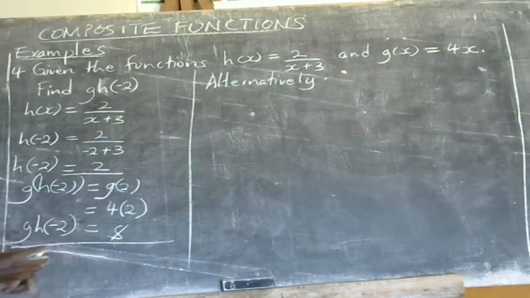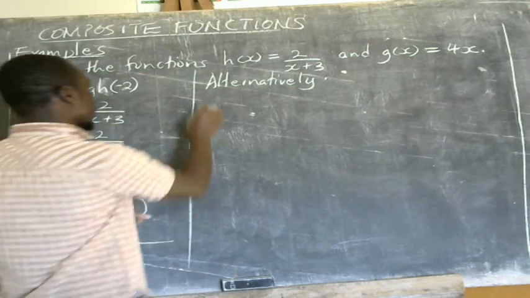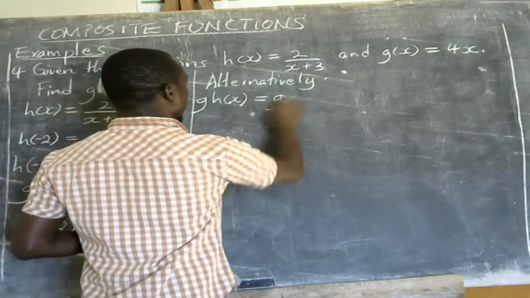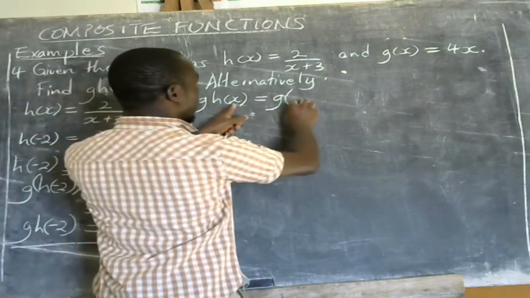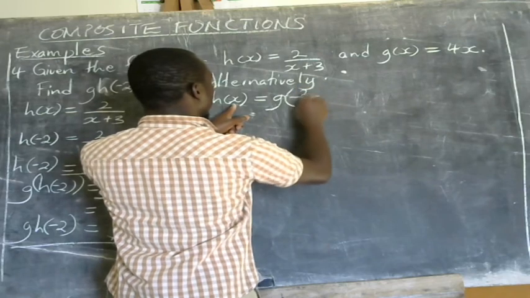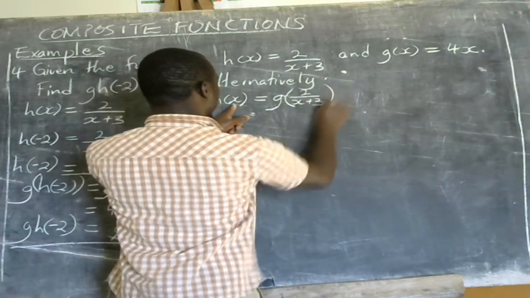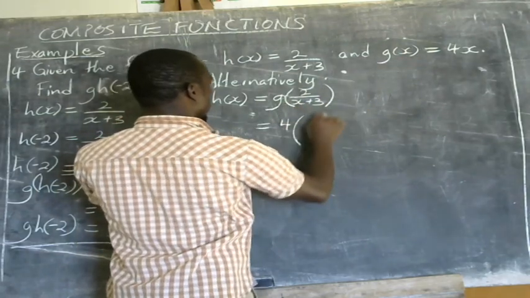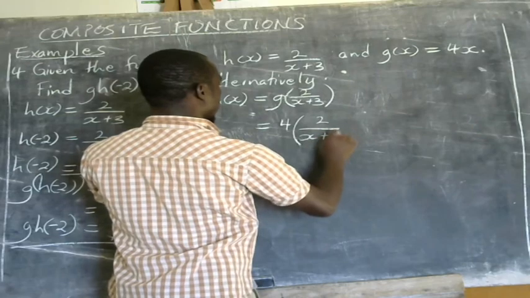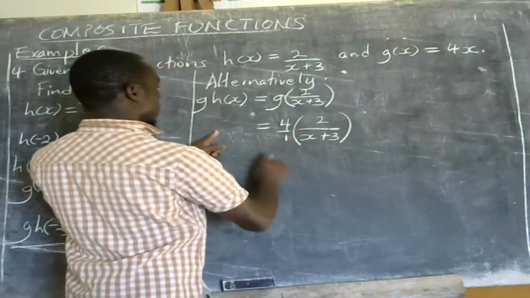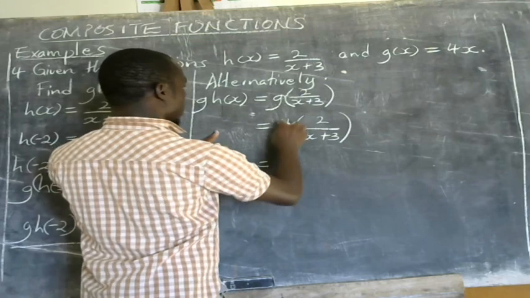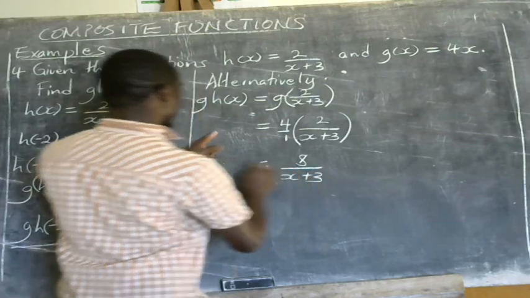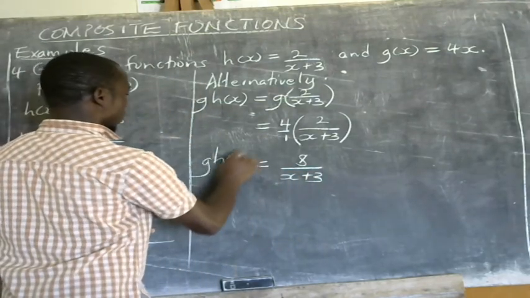So alternatively, someone can first find the function g of h of x, and this one is g. The h of x is 2 all over x plus 3. And when I substitute this in there, this is going to be 4 into the 2 all over x plus 3. The 4 is all over 1. Now the function becomes numerator times numerator. That's going to be 8 all over x plus 3 as my g of h of x.